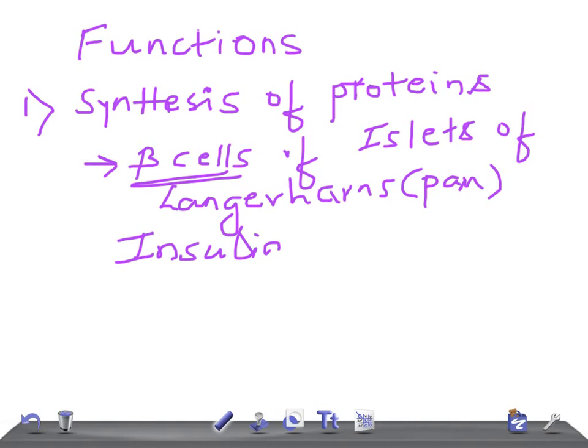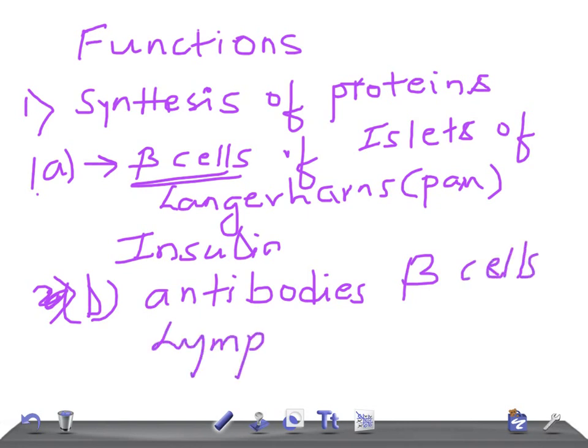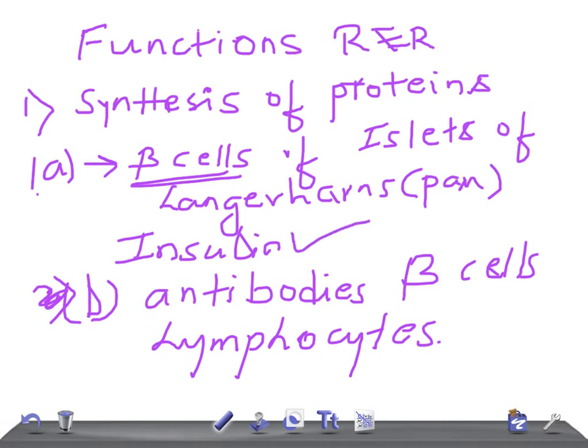And the second type of cell secretes antibodies: the B cells, that is, lymphocytes. So remember antibodies from B cells of the lymphocytes. The rough endoplasmic reticulum helps in the synthesis of proteins. There are two Bs: one is the beta cells of the islets of Langerhans that helps in the secretion of insulin, and the other is the B cells of the lymphocytes that helps in the secretion of antibodies.